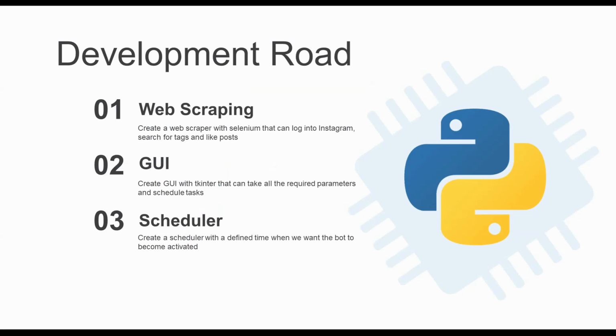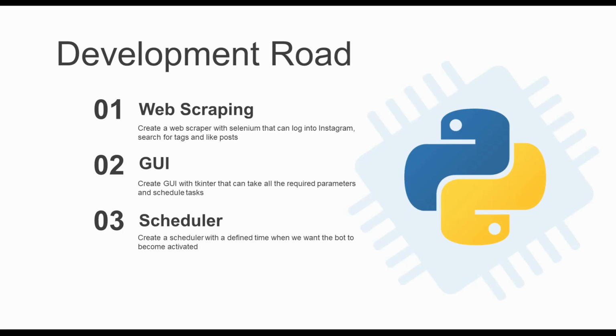First of all, we are going to create the web scraper using Selenium. In this task, we are going to see how we can log into Instagram, how we can navigate to pages, like posts, and do all the other interesting stuff. After we have developed the core functionality, we are going to create the GUI that I just showed you, in order to make it easier to interact with the bot.